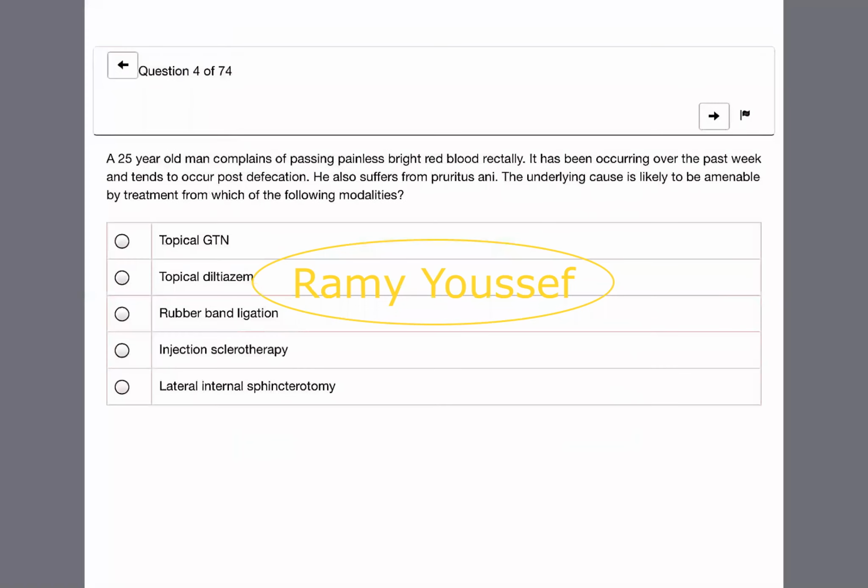Okay, next question, Dr. Nuran. A 25-year-old man complains of passing painless bright red blood rectally. It has been occurring over the past week and tends to occur post-defecation. He also suffers from pruritus ani. The underlying cause is likely to be amenable to treatment by which of the following modalities? Okay, first, the diagnosis is fissure in ano, pruritus ani, and no, but it's painless. It's painless, so it's hemorrhoids. Exactly. Right?